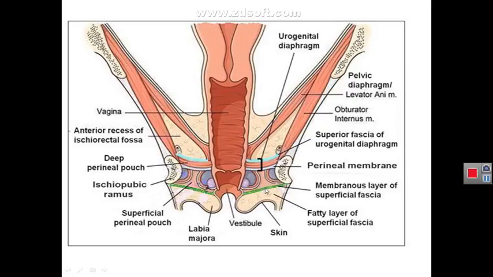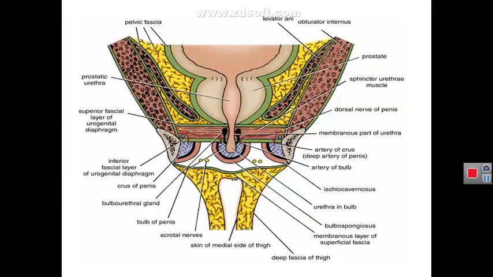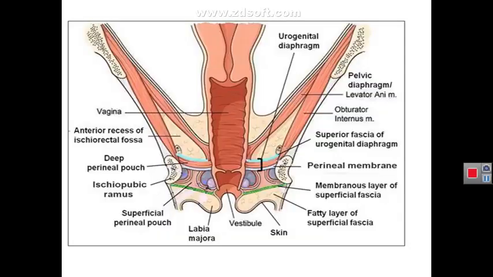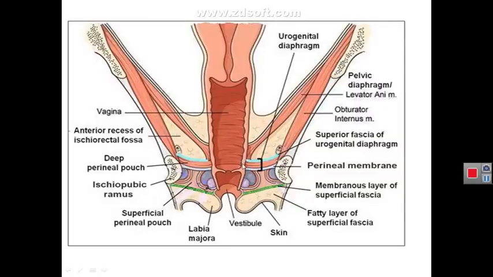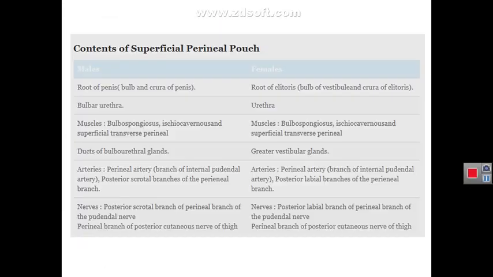And this is the Colles fascia, the membranous superficial fascia, and that is the fatty superficial fascia. Actually, this figure is very important, and that figure also, to enumerate the contents, the structures that are inside the deep perineal space or pouch, and the structures that are inside the superficial perineal space in the male, and this is in the female. And I will show you a table for that, and I will summarize that to you.